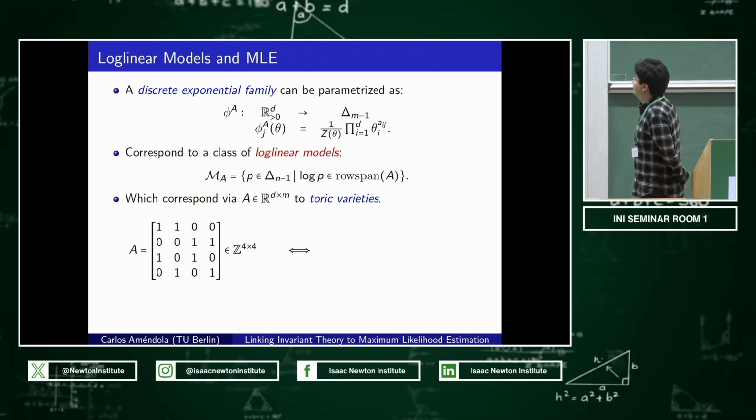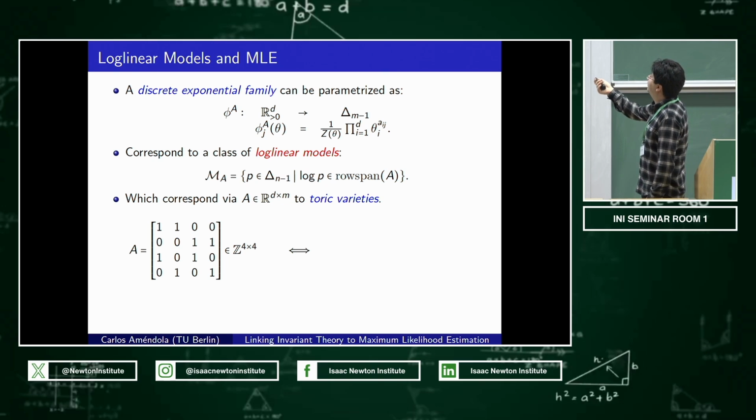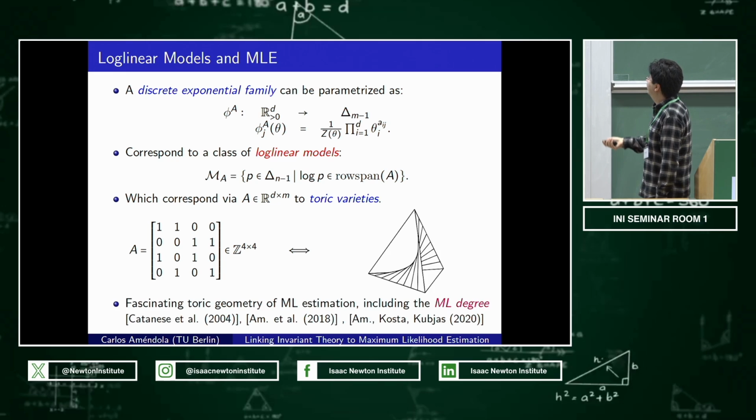And yes, okay. And then the beautiful part is that once you have these matrices, there's a lot of geometry. In particular, there's geometry to toric varieties, and so such a matrix here corresponds to this 2x2 independence model example that I was giving. And then one can study many things, including ML degree, which is one of my favorite topics, but I will not talk about that today.